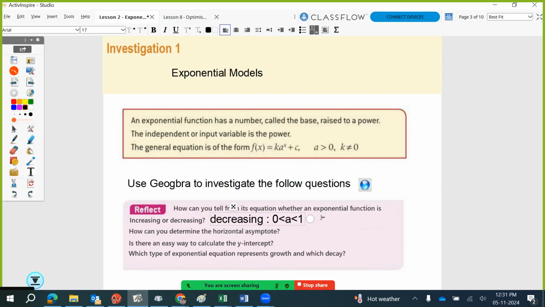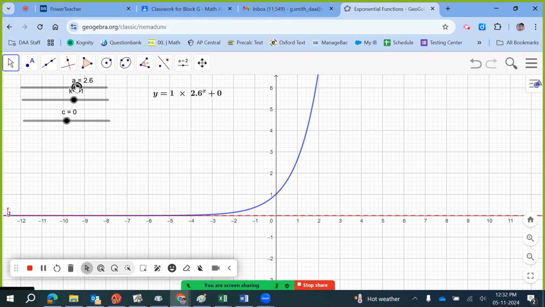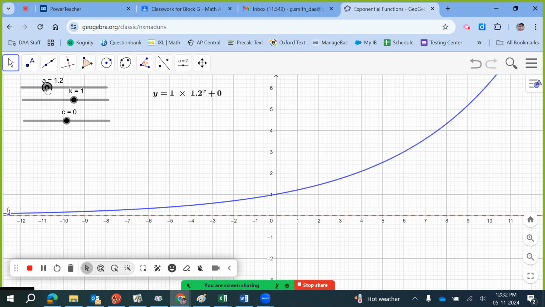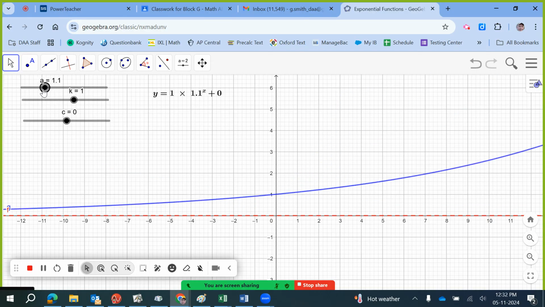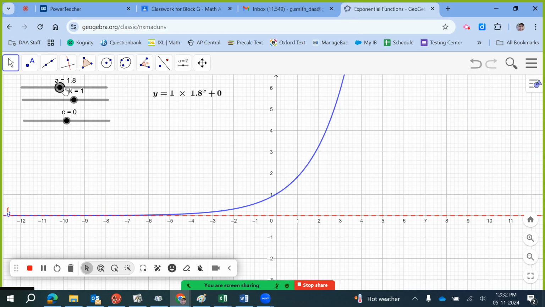So now I've investigated completely what the value of A does. It is increasing when A is greater than 1. Notice I'm not using greater than or equal to, because at 1 it was a flat line. It's not allowed to be equal to 1, because when A is equal to 1, we don't have an exponential function. We have a linear function, a straight line. So A has to be bigger than 0 and cannot equal 1 for this function.